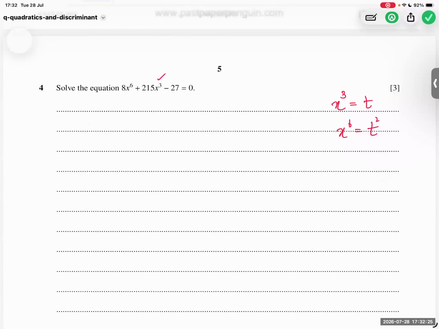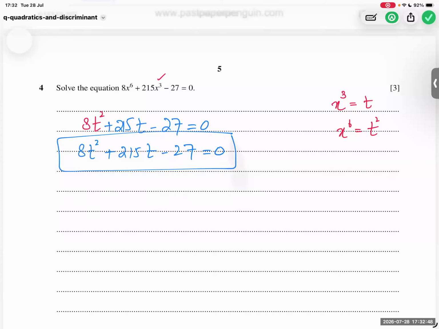That would be t square. So that has to be 8t square plus 215t minus 27 is equal to 0, right? So you can find the factors or you can directly use the quadratic formula. 27, 8, 160.